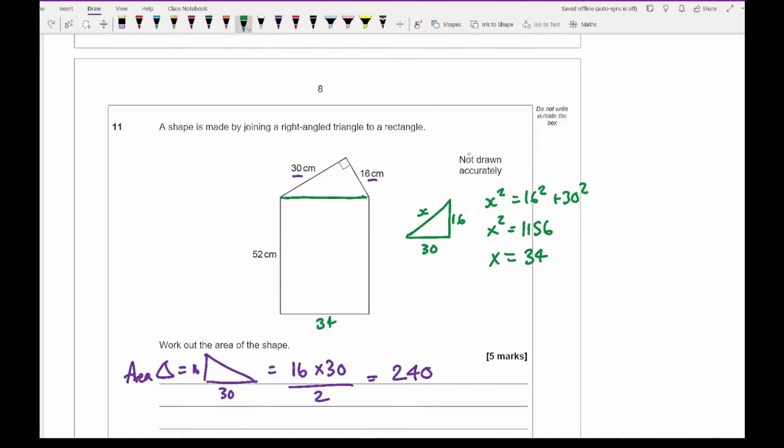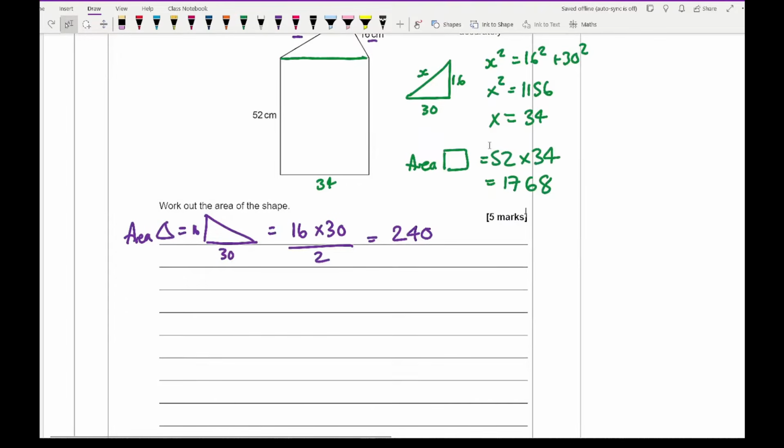So then to work out the area of the rectangle, it's going to be 52 times 34, which is 1768. So then the total area is going to be 240 plus 1768, and that gives me an answer of 2008, and that's in centimetre squared.